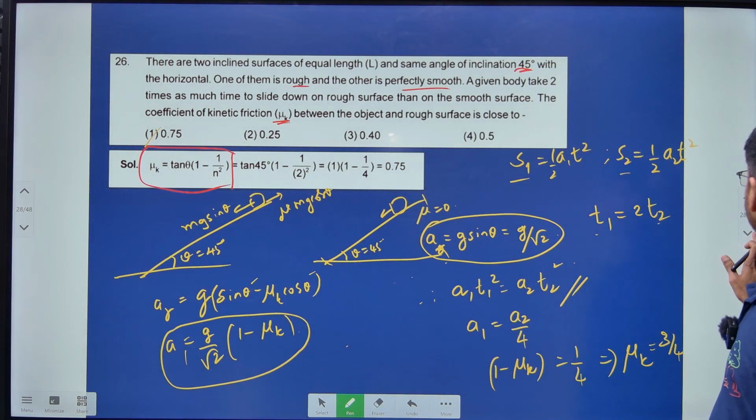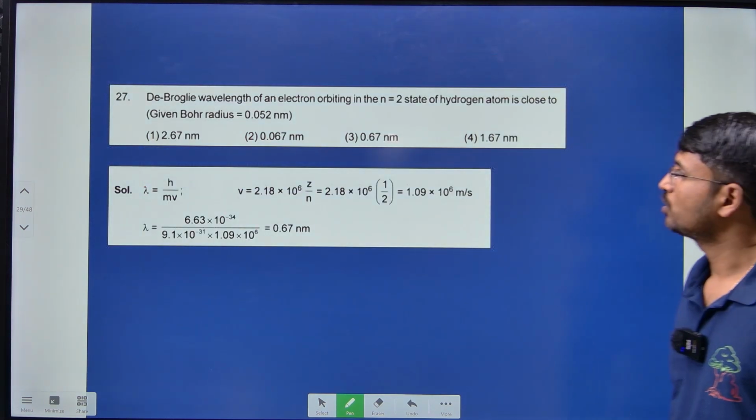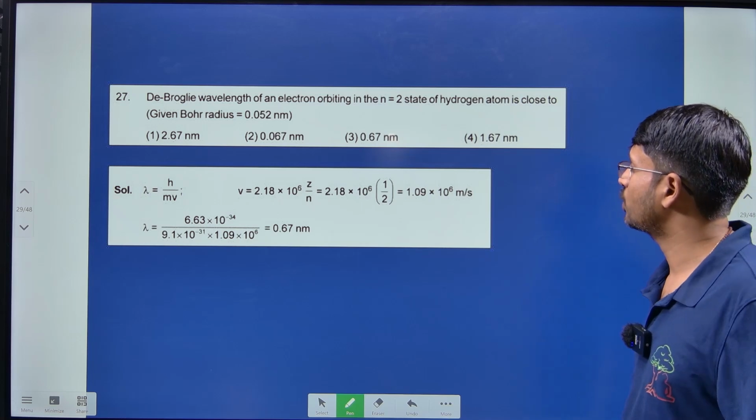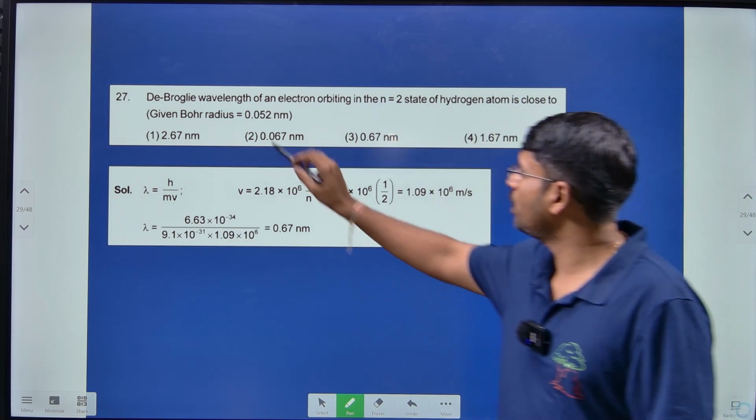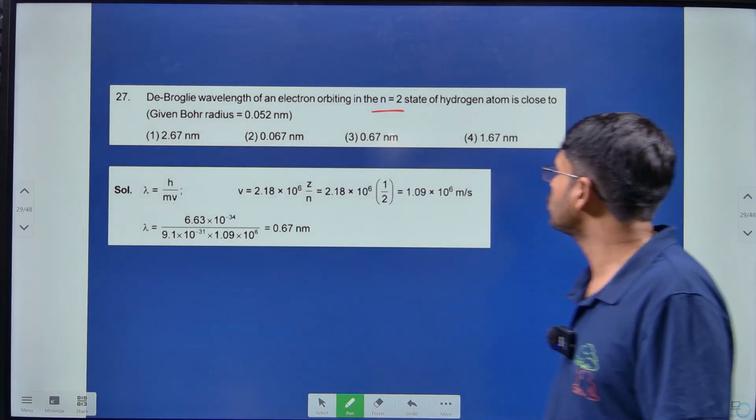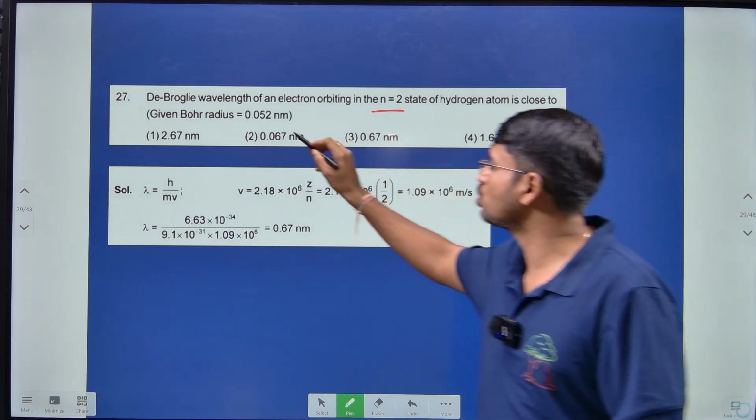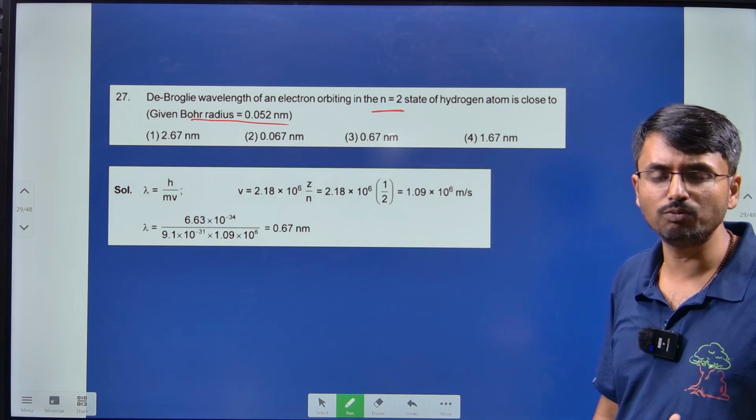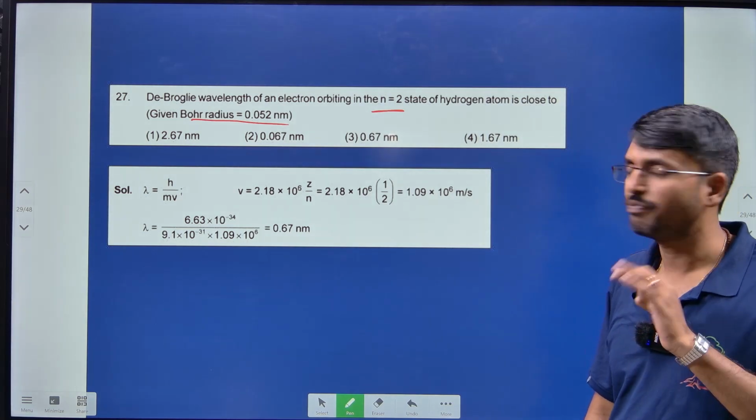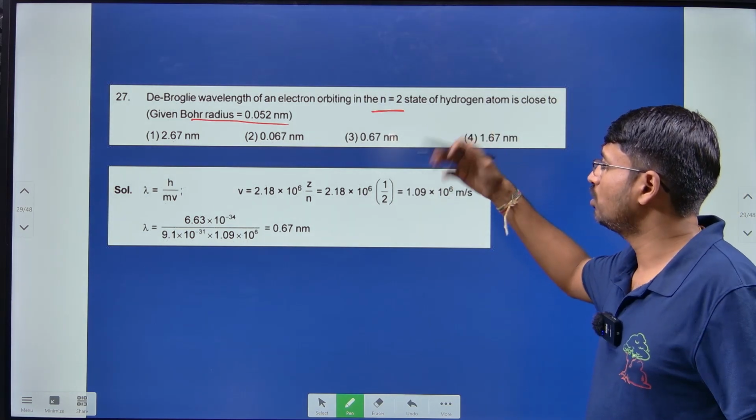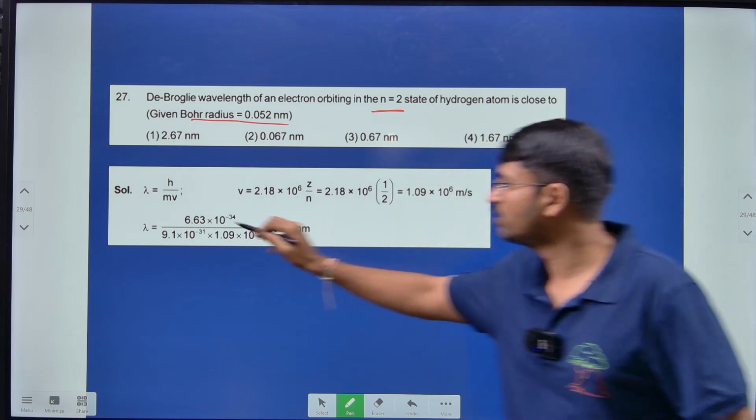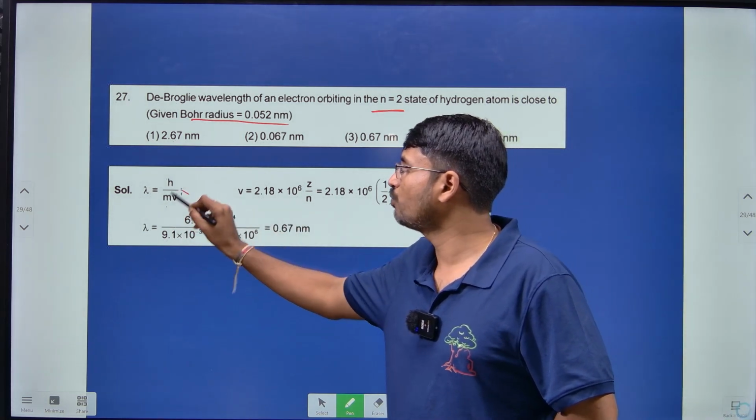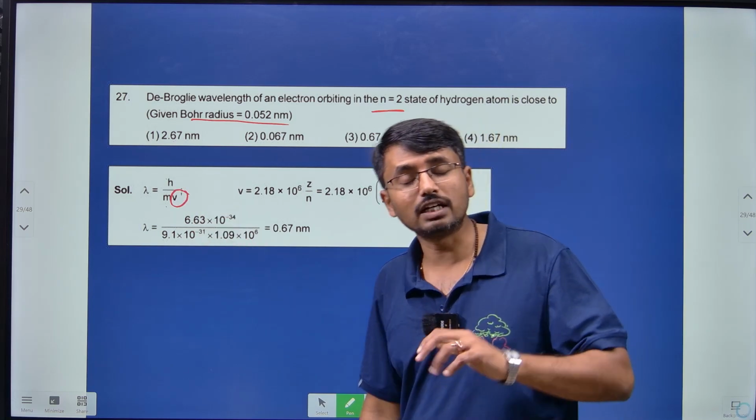Okay, next. This particular one we can solve in different ways, and I'll tell you those. The question: the de Broglie wavelength of an electron in the n equals 2 state of a hydrogen atom is close to what? What is given here is the Bohr radius. What is the meaning of Bohr radius? It is the radius of the first orbit. One way: de Broglie wavelength is h by mv. Mass we know, h also we know, so you have to find the velocity of the electron in the second orbit.